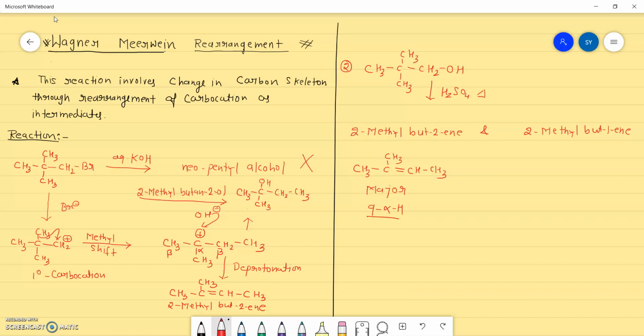Now here we got a 2-methyl but-1-ene. So if you draw its structure, CH3 C, if you just, we have to make it CH2, CH2 double bond C bond CH3 bond CH2 CH3.